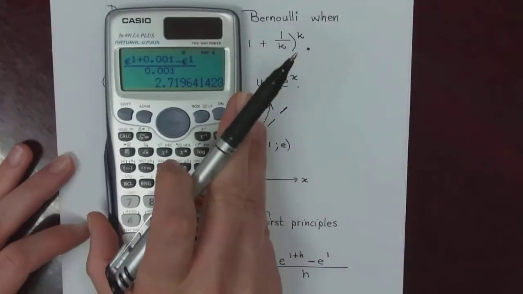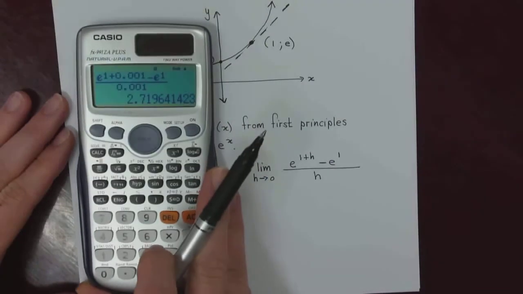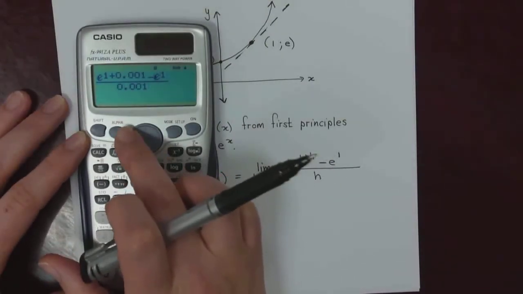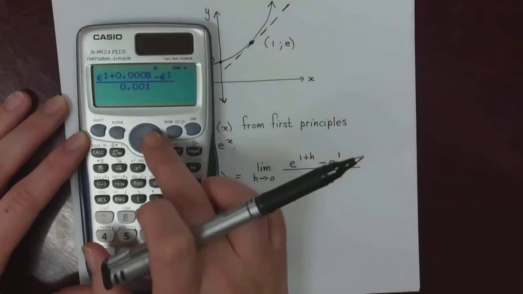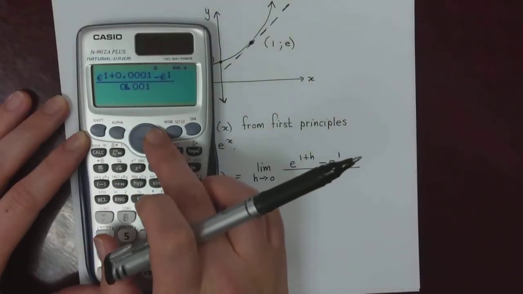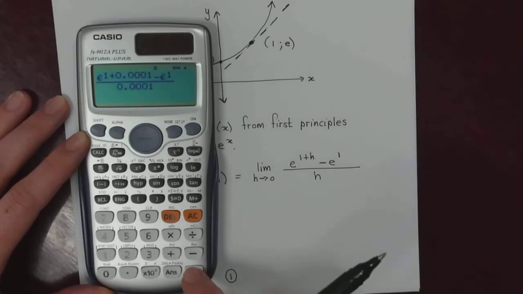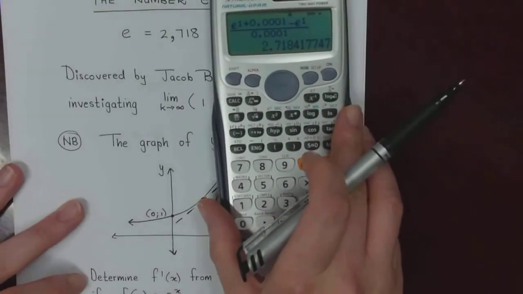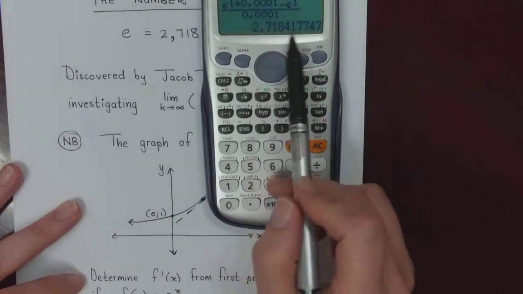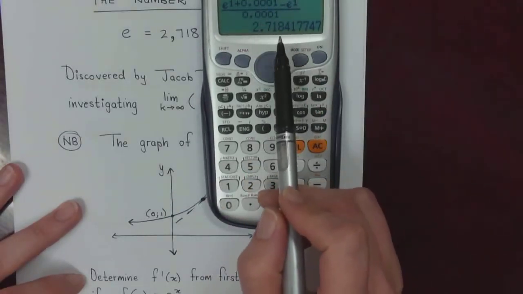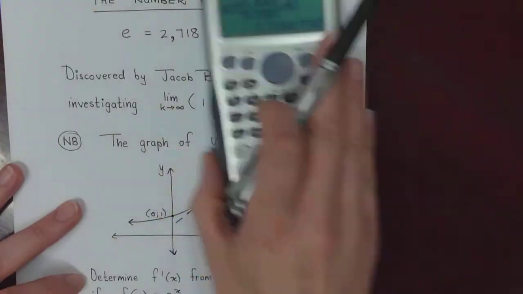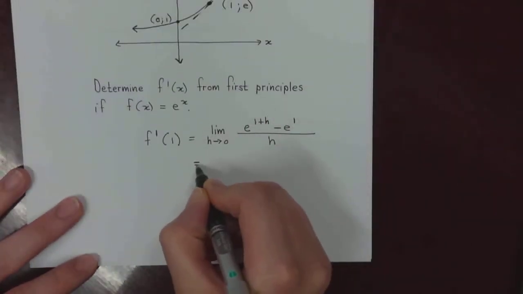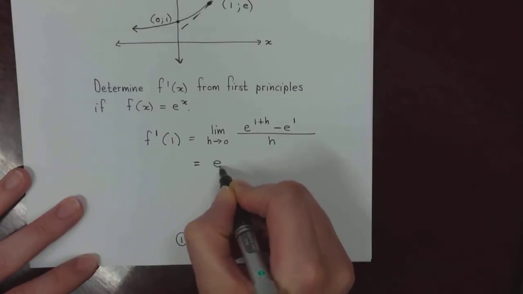So let's make this value even closer to 0. We'll go back and make this value even closer to 0. So I'll put an extra 0 in there, and an extra 0 in there, and I'll press equal again. And look at that, 2.718. So what we are effectively saying is that this is going to be equal to 2.718, which means it's equal to e.